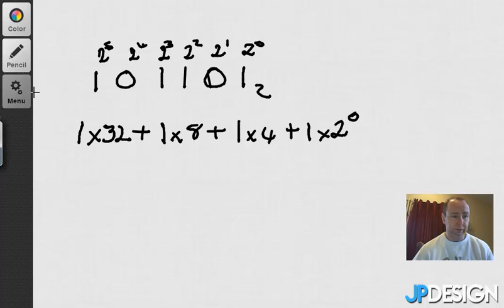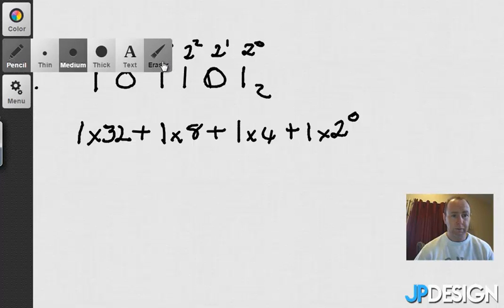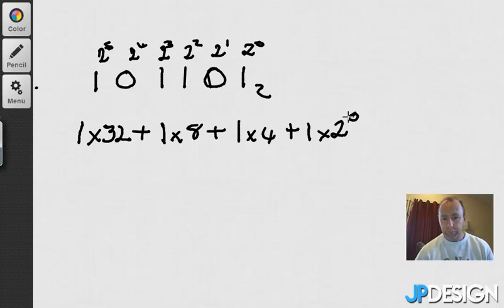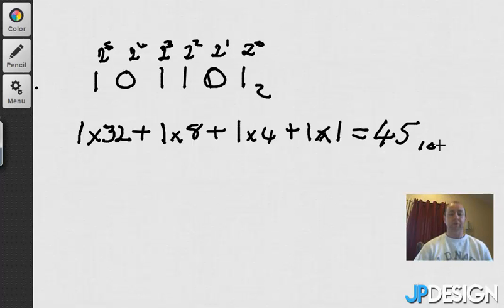So we can get rid of that. We stick with the format we had, and I'll just put in 1 here. Same, so multiplied by 1. And that should give us 45 if I add that up right. 32 plus 8 is 40, plus 4 is 44, plus 1 is 45. So our decimal number would be 45.